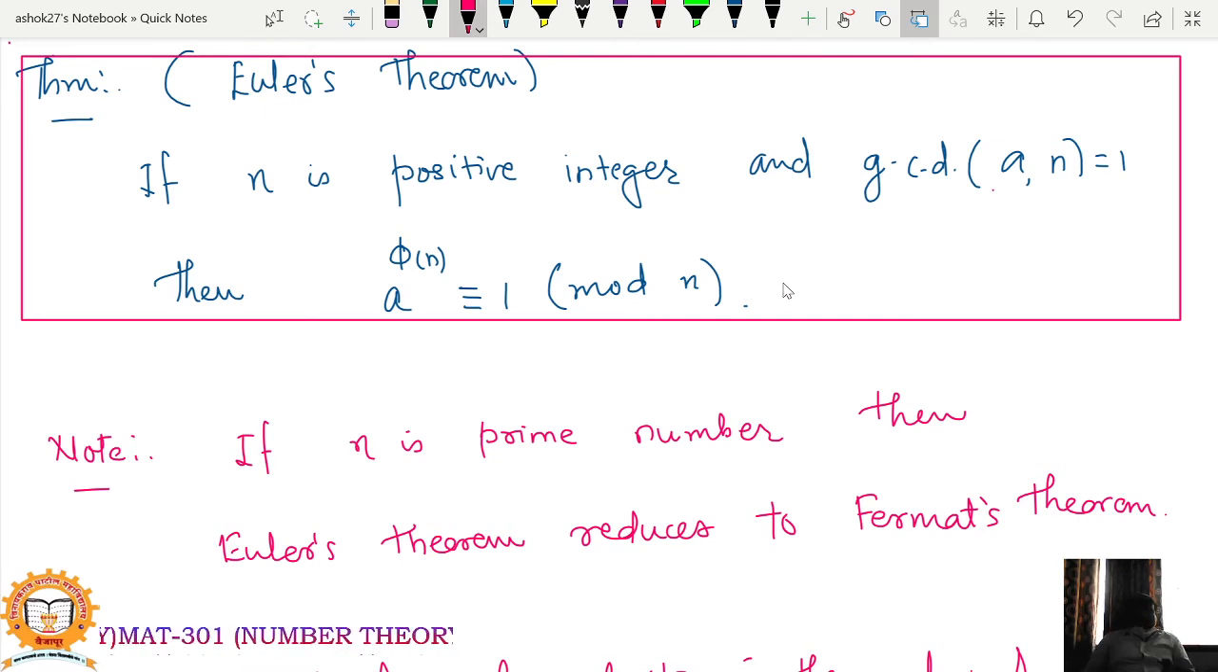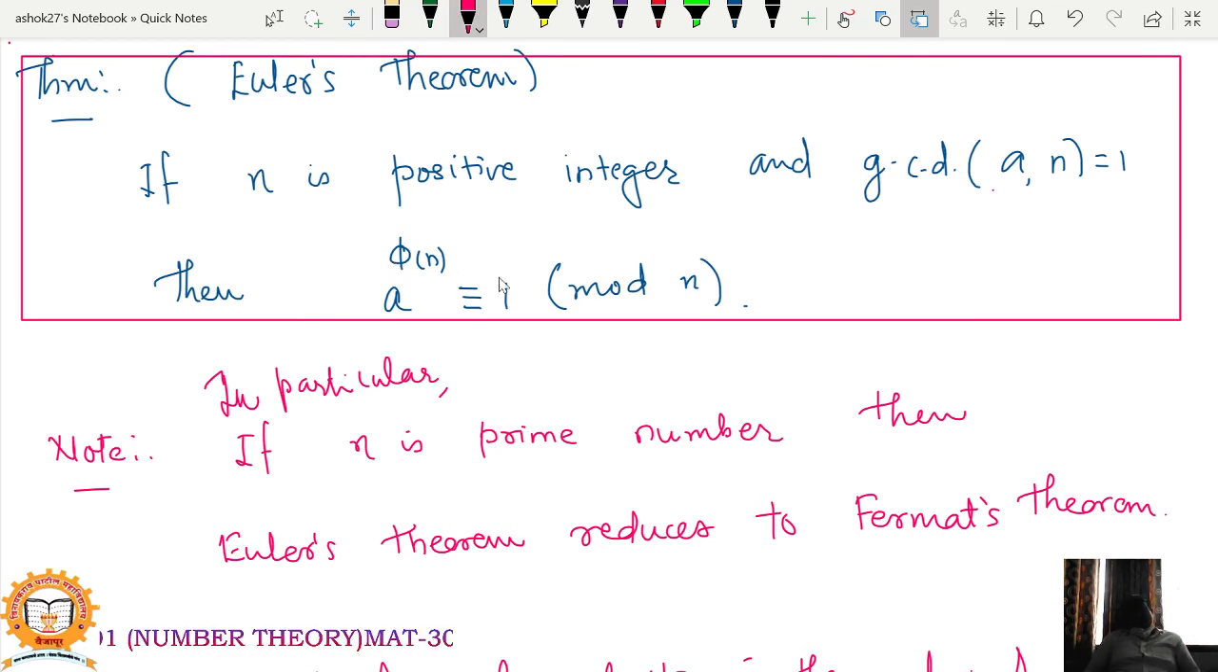See, if n is a positive integer and GCD of a and n equal to 1, then a raised to phi of n is congruent to 1 modulo n. So in particular, if n is a prime number, then Euler's theorem reduces to Fermat's theorem.